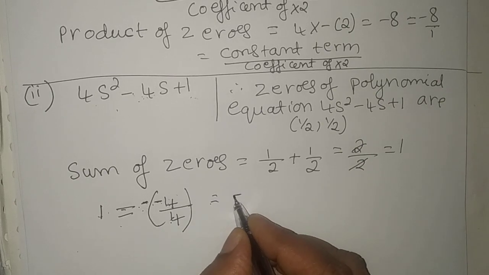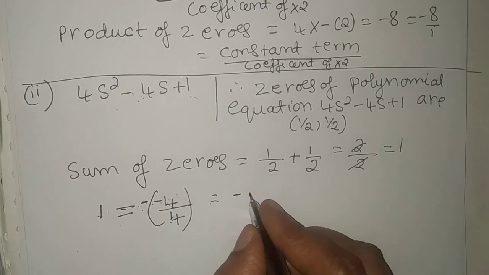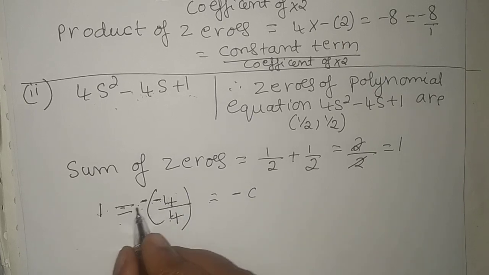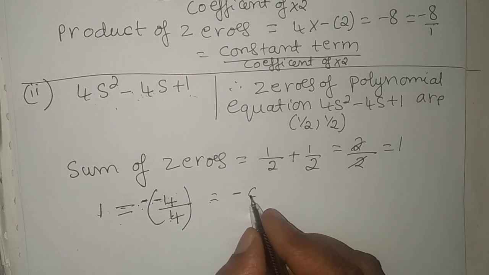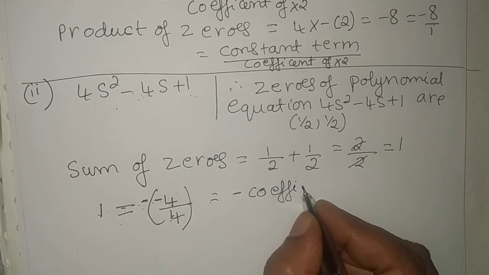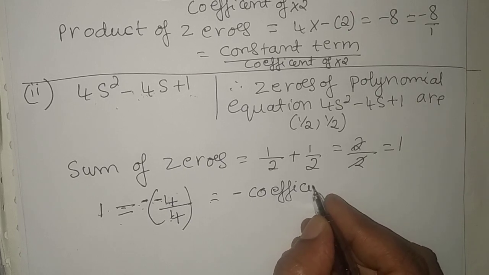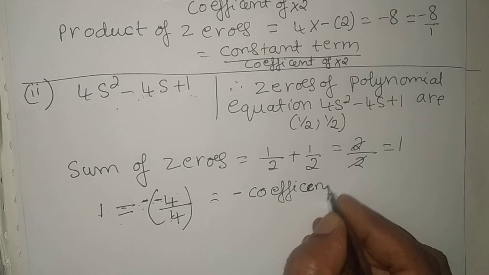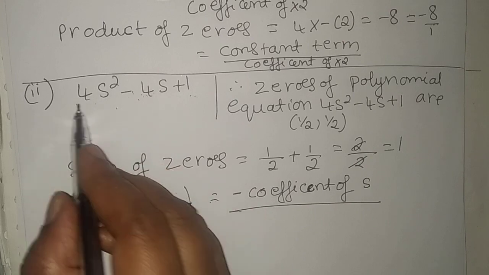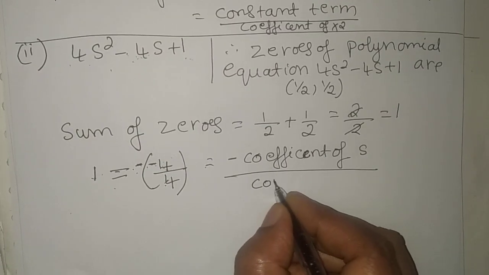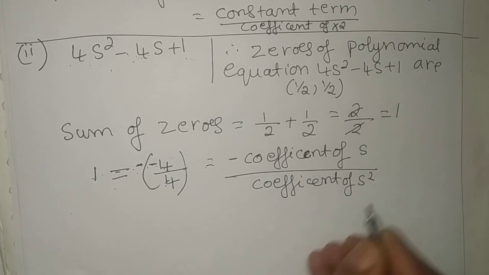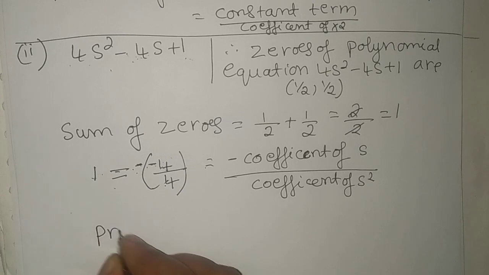So this can be written as minus coefficient of s by coefficient of s square. Minus into minus is plus. Then coefficient of s by coefficient of s square. Finally, next, the product of zeros.